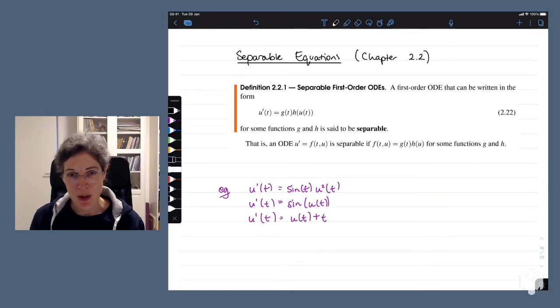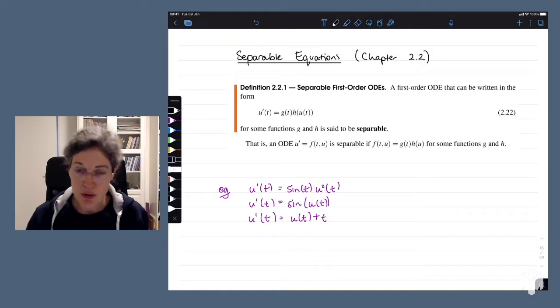So the next type of equation that we're going to look at are equations called separable equations. So still first order, but generally speaking, not necessarily linear. And we're going to learn a technique for how to handle these ones. So how do you spot a separable first order ODE?